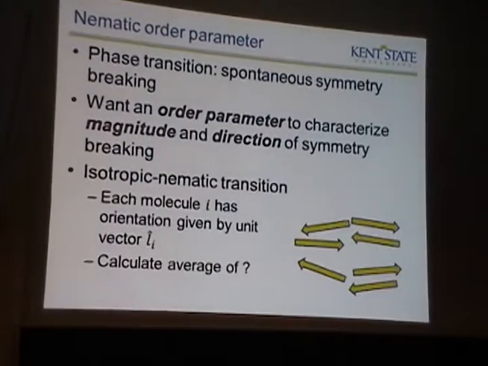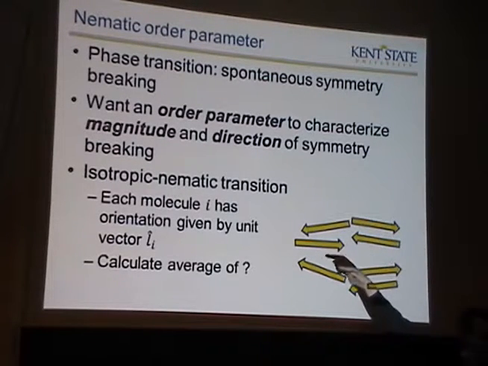Why is that wrong? Well, it's wrong because it doesn't provide any information about the nematic phase. You can see it averages to 0. The average of these vectors is approximately 0, because half of them are pointing right and half of them are pointing left. So it averages to approximately 0 in the isotropic phase, it averages to approximately 0 in the nematic phase, so it doesn't tell you anything about whether you're in the isotropic phase or the nematic phase. So, nice try, but it doesn't work.